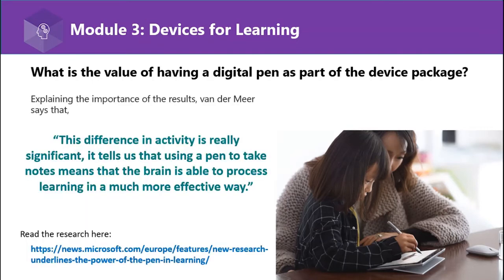Explaining the importance of the results, Van der Meer says that this difference in activity is really significant. It tells us that using a pen to take notes means that the brain is able to process learning in a much more effective way. Read this research on the link below, which will also be available in the description link of the video. The research is about the effects digital input has on the brain.